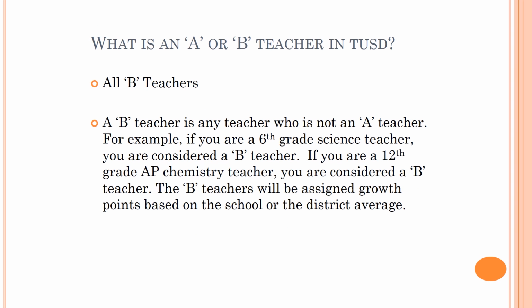A B teacher is any teacher who is not an A teacher. For example, if you are a 6th grade science teacher, you are considered a B teacher. If you are a 12th grade AP chemistry teacher, you are considered a B teacher. The B teachers will be assigned growth points based on the school or the district average.